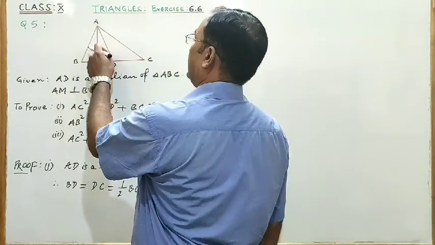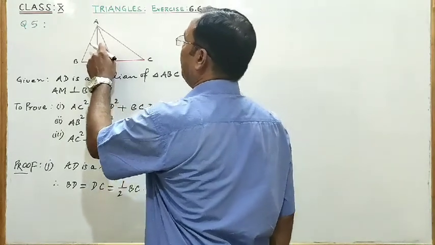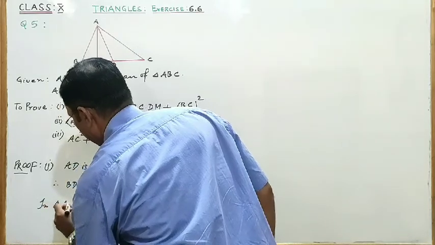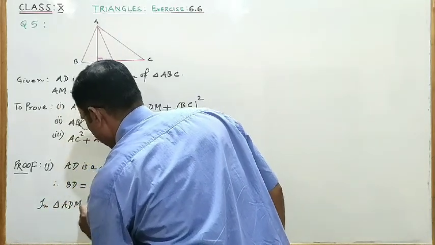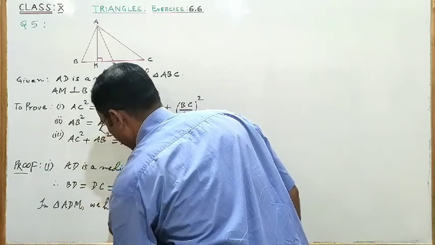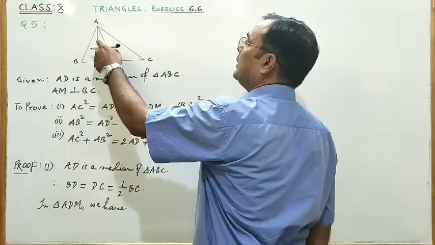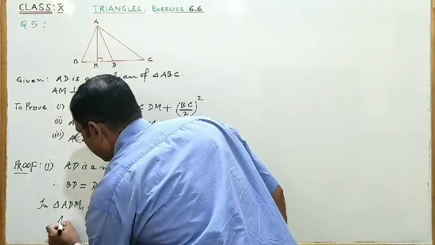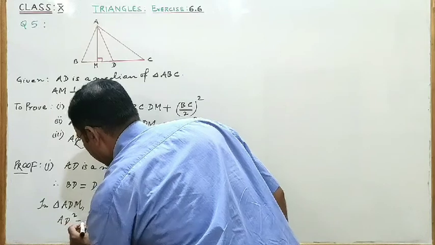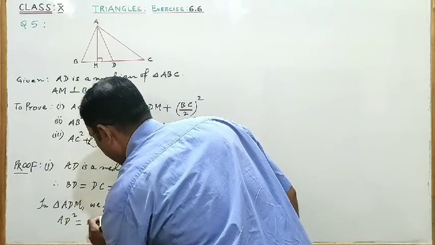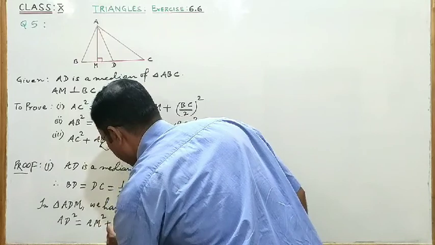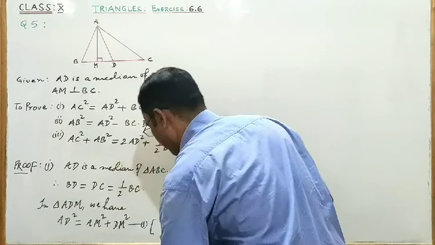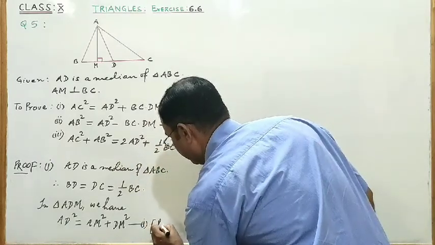Now in right triangle ADM, we have AD square is equal to AM square plus DM square. So AD square is equal to AM square plus DM square. Let it be number 1 from Pythagoras theorem.